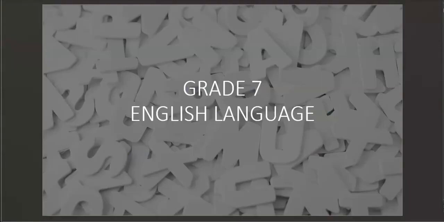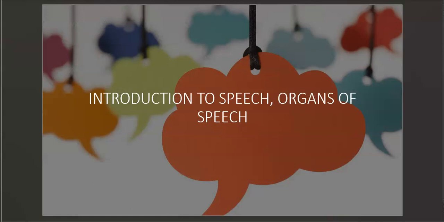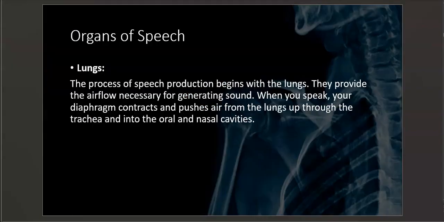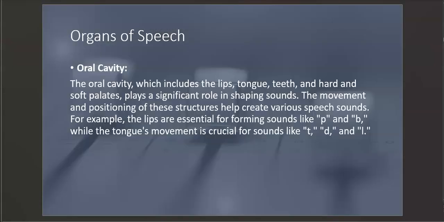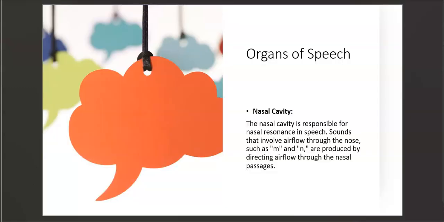Now, we are still focusing on the introduction of speech and organs of speech. We've so far looked at different things. We've looked at what speeches are and have even introduced some organs to you. I've introduced the lungs, the trachea, and the vocal cords. I've even introduced the oral cavity, which includes the lips, the tongue, the teeth, and the hard and soft palates. Then I introduced the nasal cavity.